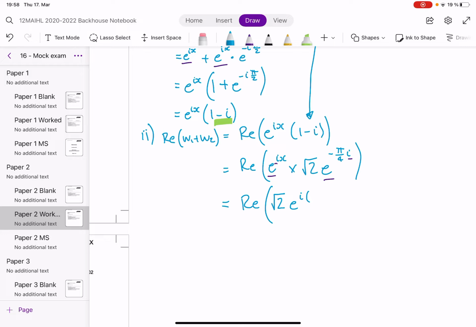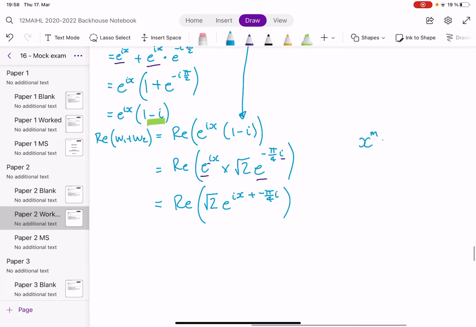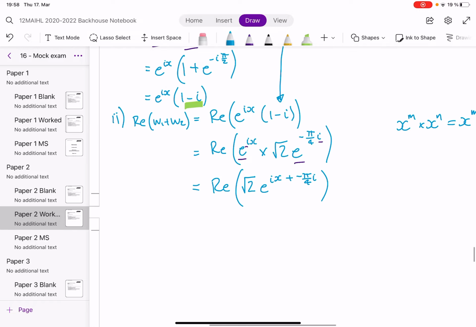So we can use, let's write this a bit more slowly, this as our way of writing it. So we're using one of our index rules. We're using the one that was x to the m times x to the n is adding them together. Okay, so I've added those together. Let's just do one more thing. Let's take out the i and say it's x minus pi by 4. Okay, so now it's in exponential form.